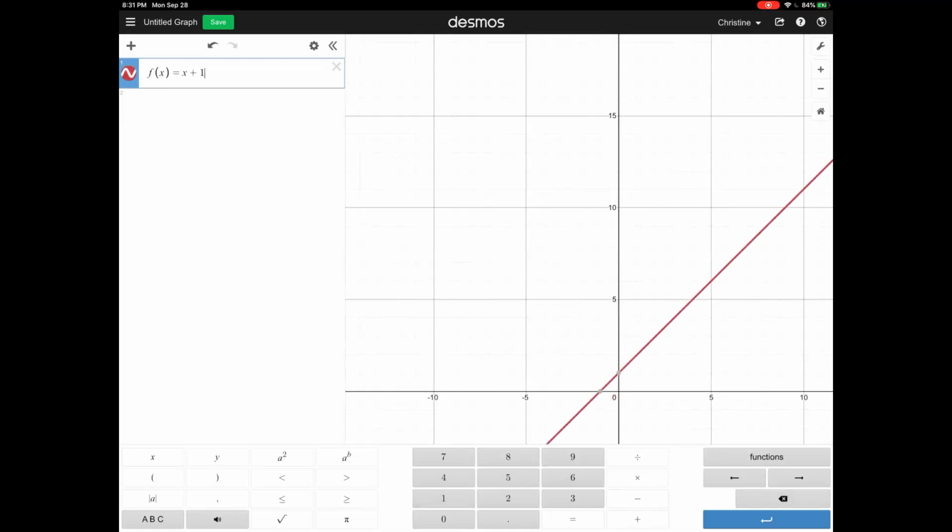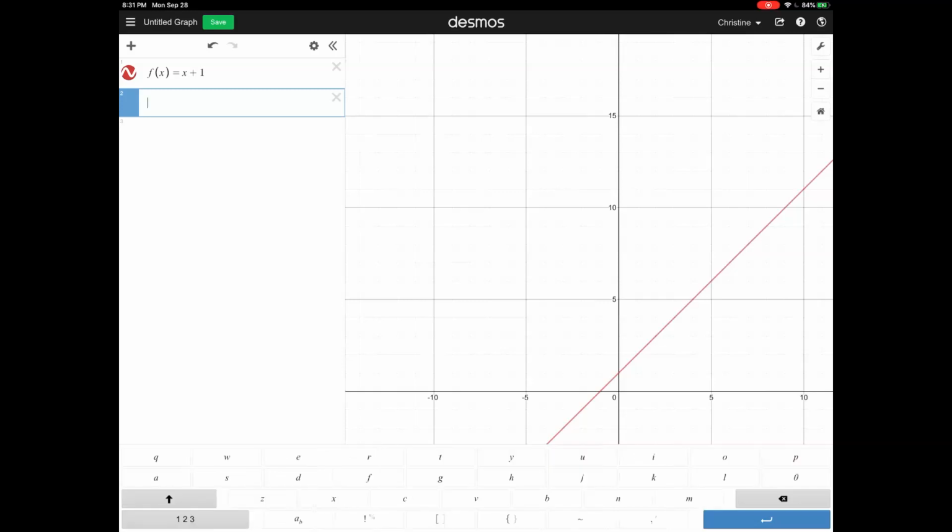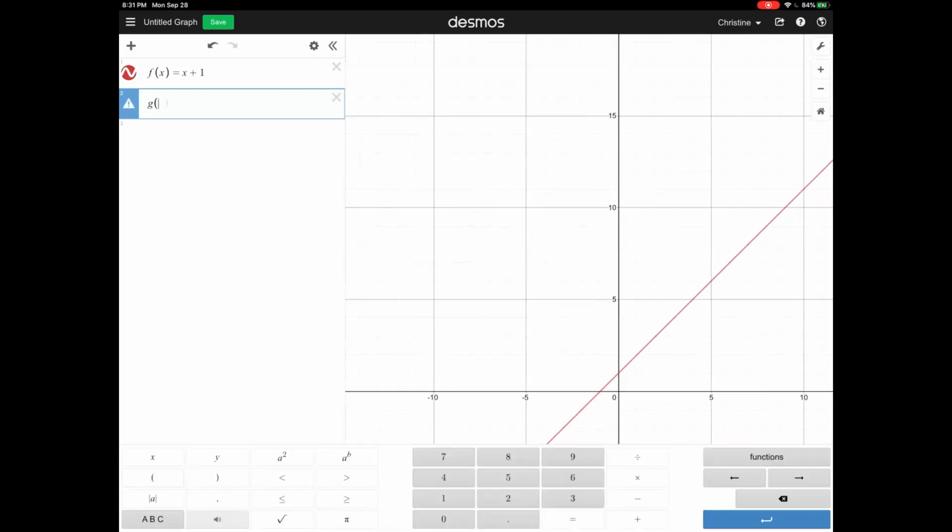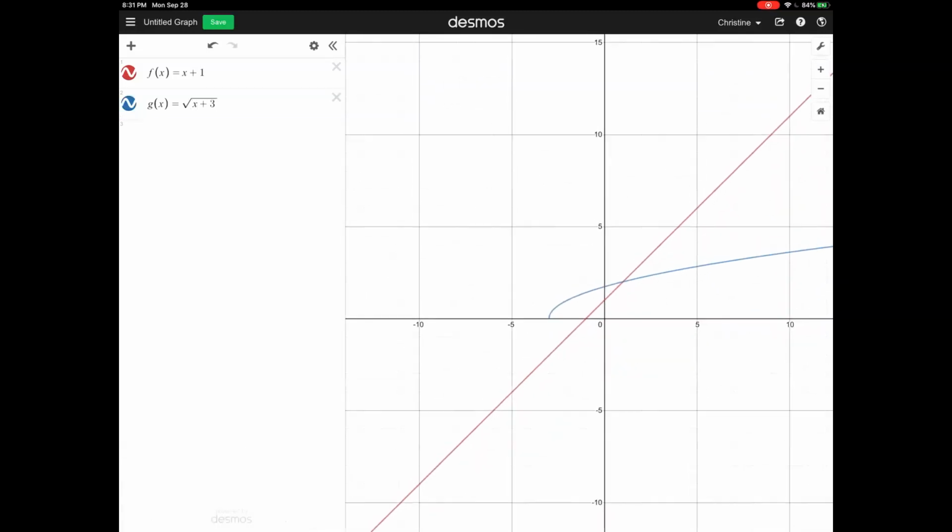So there's our first function. And then our g of x, so we're going to type in g of x equals the square root of x plus 3. And there are the two functions that we drew.